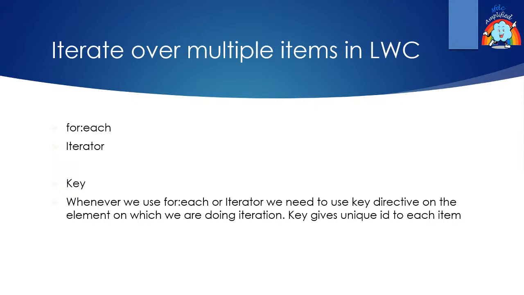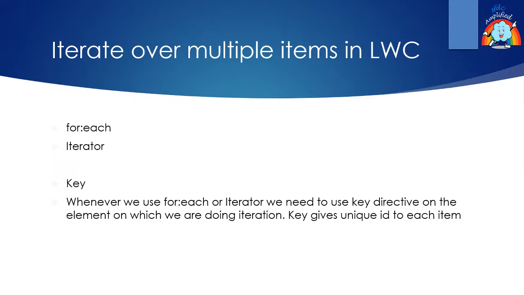And then there is a key. So the key attribute, what does it do? Whenever we use for each or iterator, then we have to use the key directive. Basically it's a unique ID for each element. So that is the understanding for the key.